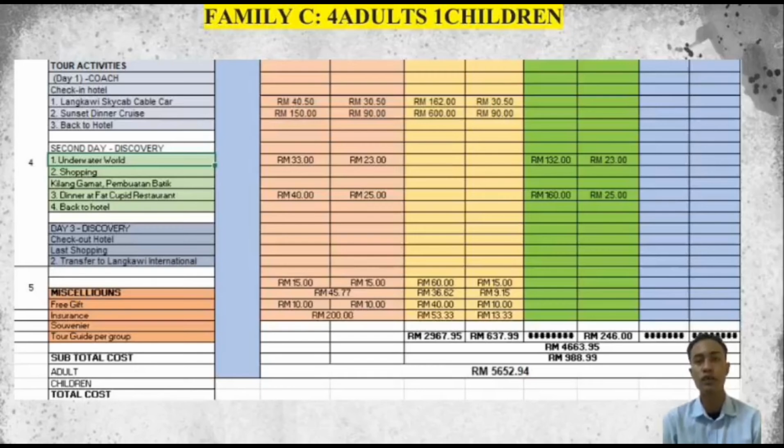And D2 is 246 ringgit for children, and so the total cost for the adults is 4,663 ringgit 95 cents, and 988 ringgit 99 cents for children. And the total cost for the tour package is 5,653 ringgit 94 cents.